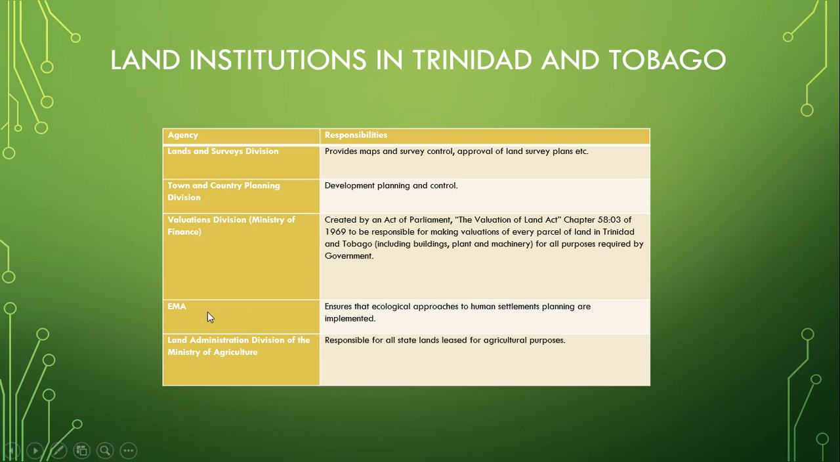The EMA also has an important role to play in land use management, and their role is to ensure that the ecological activities that are being proposed for the land are being done wisely, in an environmentally conscious and environmentally responsible manner. And then we also have the Land Administration Division of the Ministry of Agriculture, which is responsible for the management of all state lands, specifically for the purpose of agricultural activity.